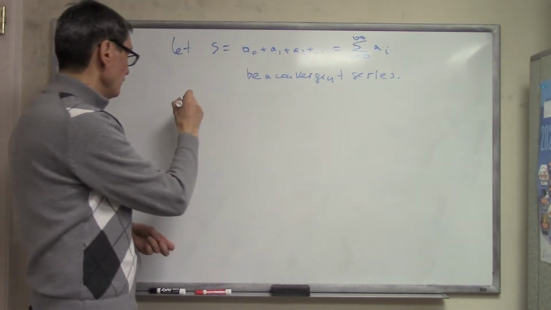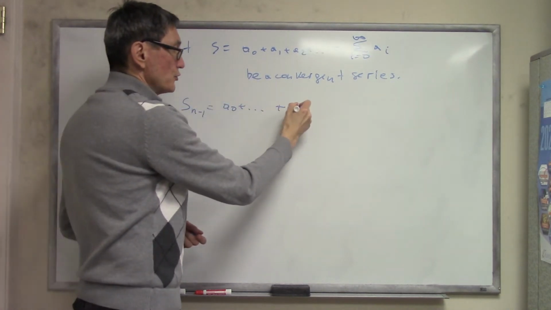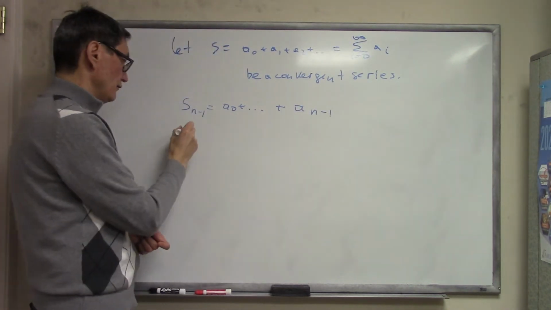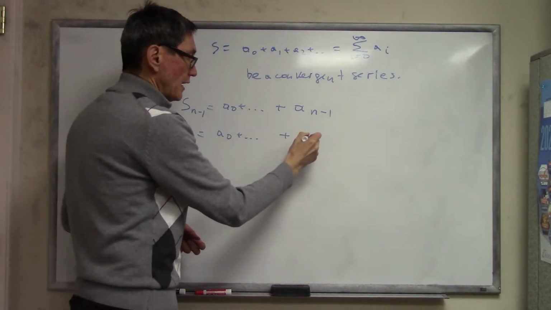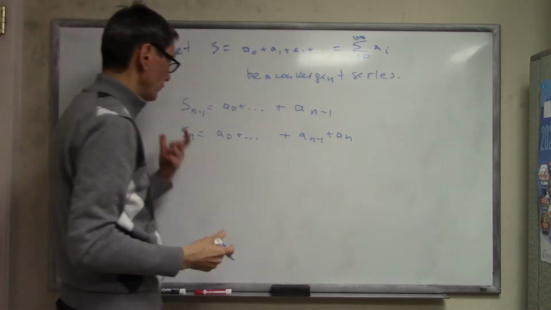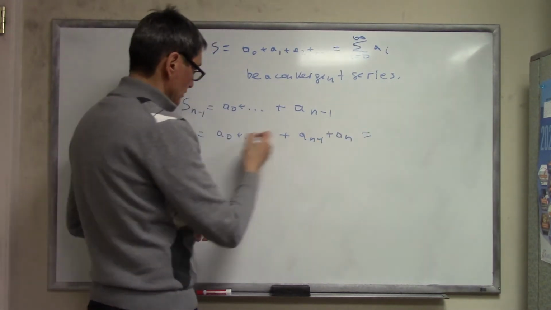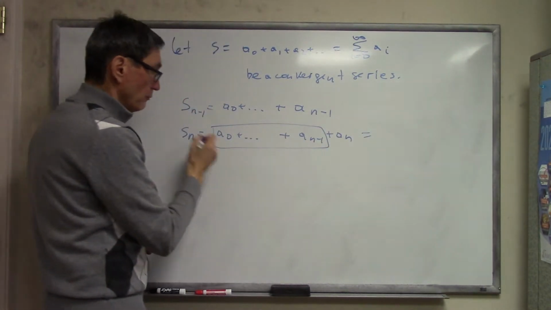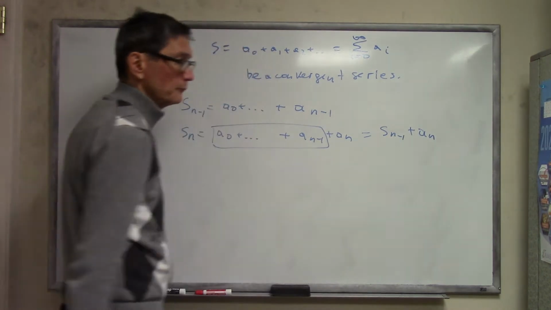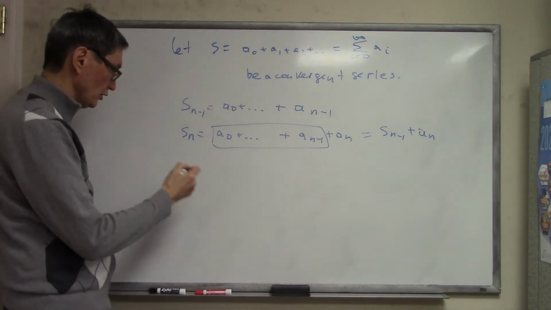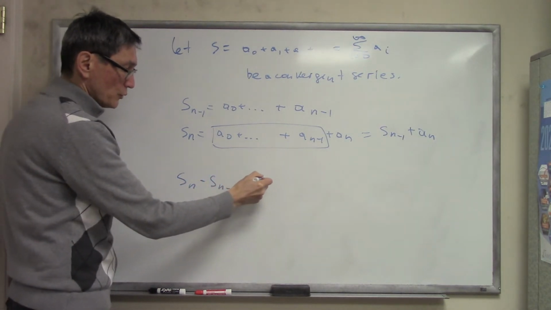Say, if you look at Sn minus 1, that is a partial sum with the last term to be an minus 1. And if we look at the next partial sum, Sn, that is going to be a0 plus ... an minus 1 plus an. So what you notice from here is that Sn is your previous partial sum, which is Sn minus 1, plus the next missing term. So from here we conclude that Sn minus Sn minus 1 equals an.